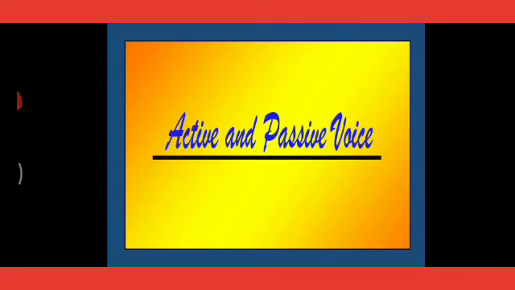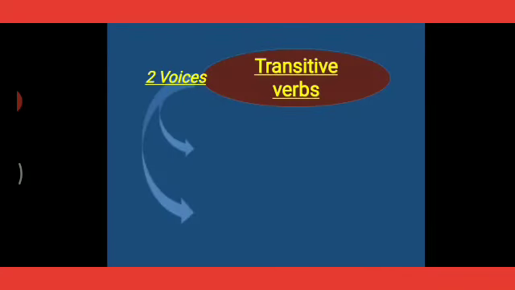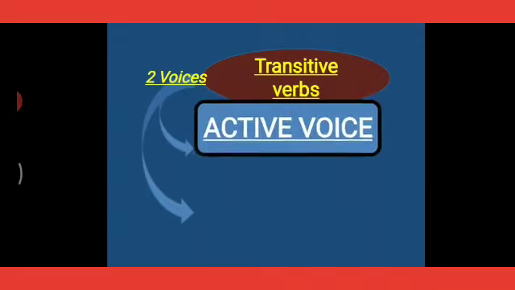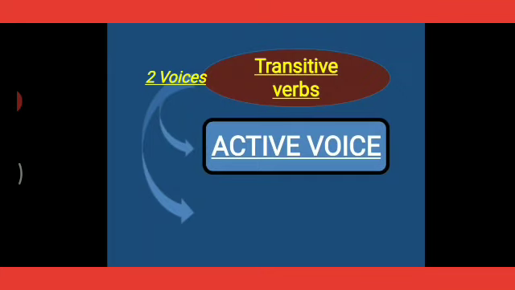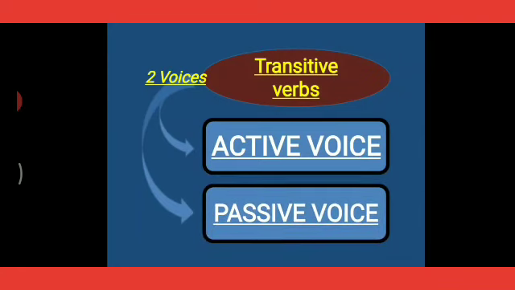Today we will be learning about active and passive voice. So, active voice and passive voice, these are two voices. In major we call it transitive verbs. Why do we call it transitive verbs? Because they require an object to complete its meaning. Active voice and passive voice cannot be converted if the sentence does not have any object.